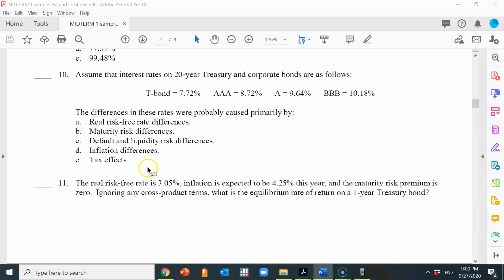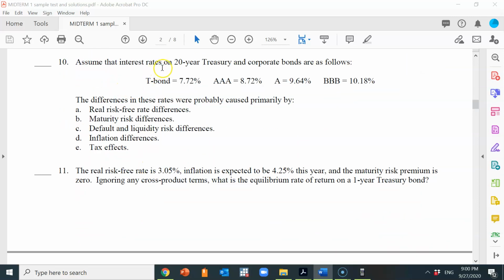All right, question 10. Assume that interest rates on 20-year Treasury and corporate bonds are as follows. Treasury bond is 7.72%. AAA bond is 8.72%. A bond is 9.64%. BBB bond is 10.18%. The differences in these rates were probably caused primarily by, we should choose option C here, default and liquidity risk differences.